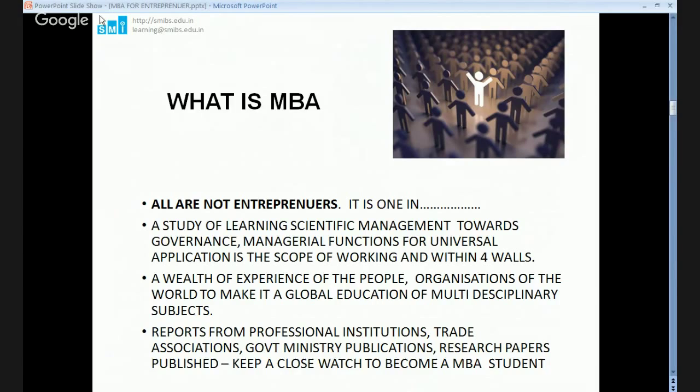MBA is a wealth of experience of people and organizations of the world to make it a global education of multidisciplinary subjects. Remember, today no business belongs to one country. Its effects and reactions are globally notified. Today we are in an open economy where our goods are purchased in other countries and other countries' goods are purchased in India. So from country to country there is a competition for exports and imports. The quality standards have gone up. Qualities are the competitive factors. The rate is the competitive aspect.